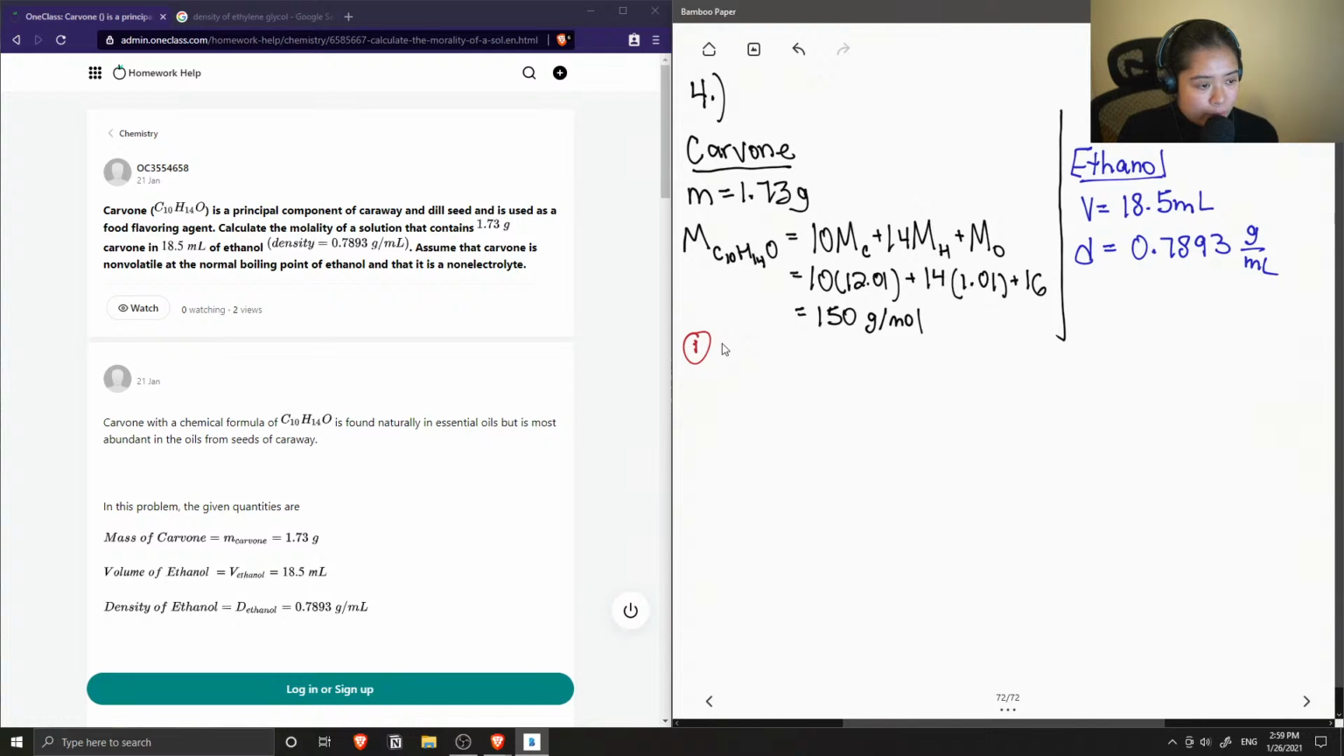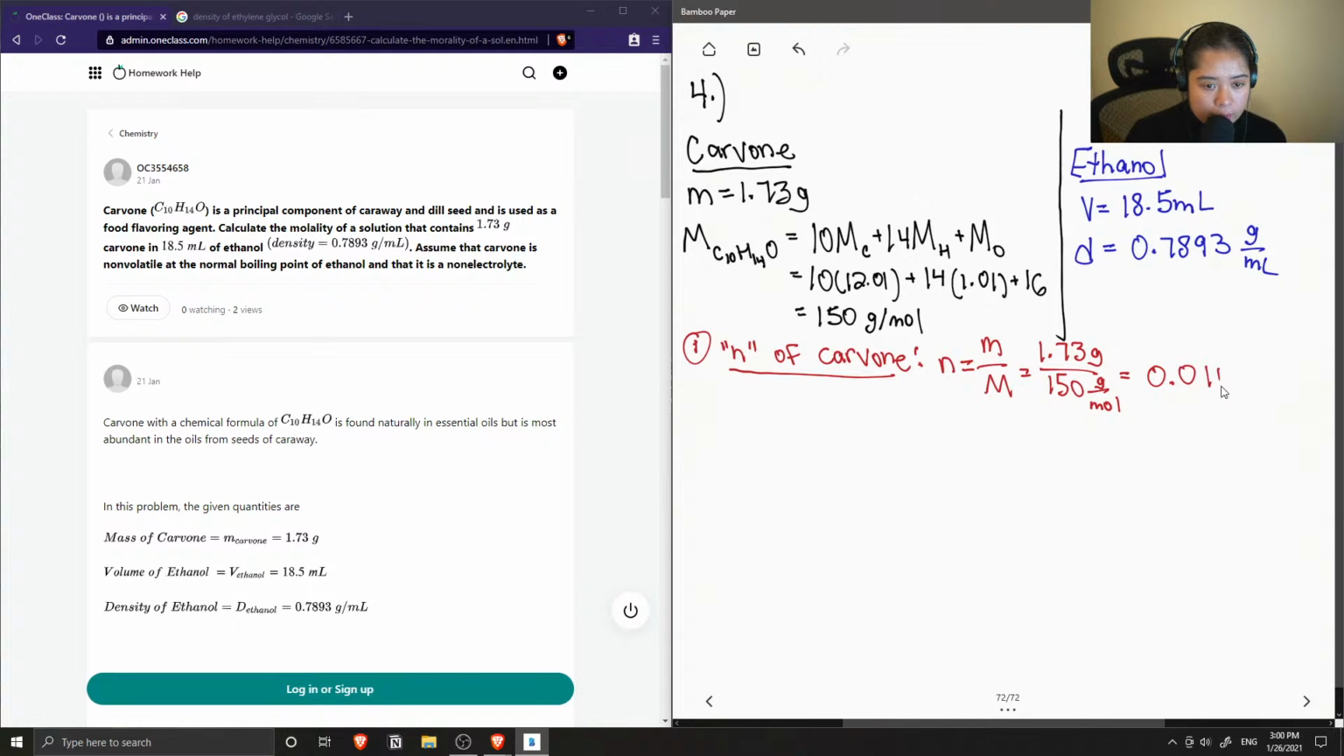Step 1 is to find the number of moles of carvone. So since we have both mass and molar mass, we can use the equation number of moles is equal to mass divided by molar mass. So our mass is 1.73 grams, and the molar mass is 150 grams per mole. This gives us a number of moles of around 0.0115 moles.